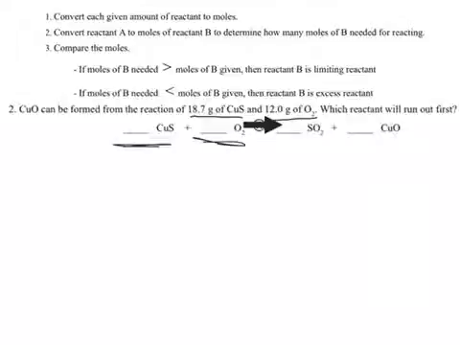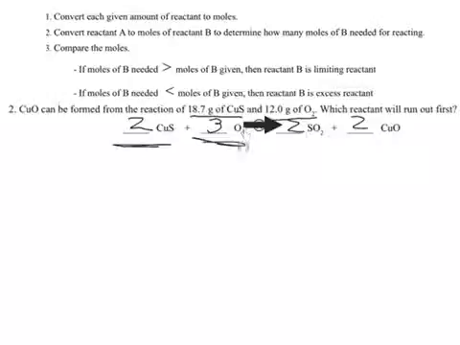So we need to determine which one is the limiting reactant, the one that limits the amount of product that will be formed. Well, we do have to balance our equation because this is stoichiometry and we need our coefficients from the balanced chemical equation for our mole ratios. And because we are going to be using mole ratios, anytime you see grams, you need to convert that grams into moles using your molar mass. So the first step is convert each given amount of reactant to moles.